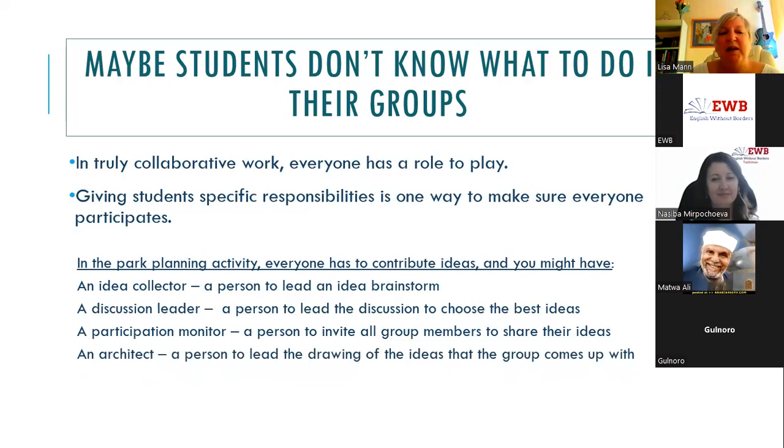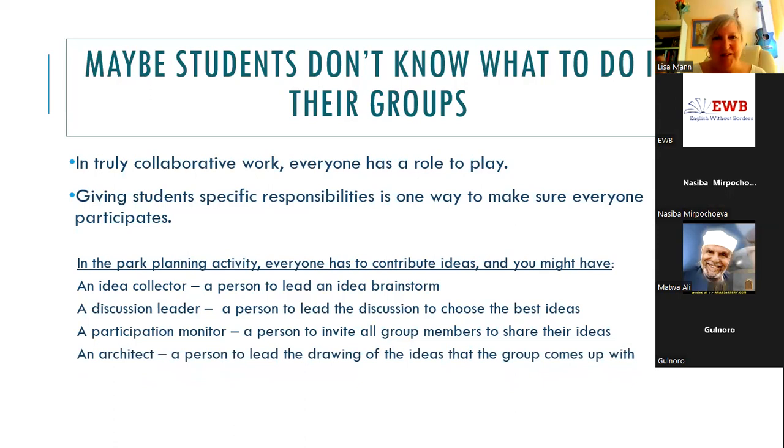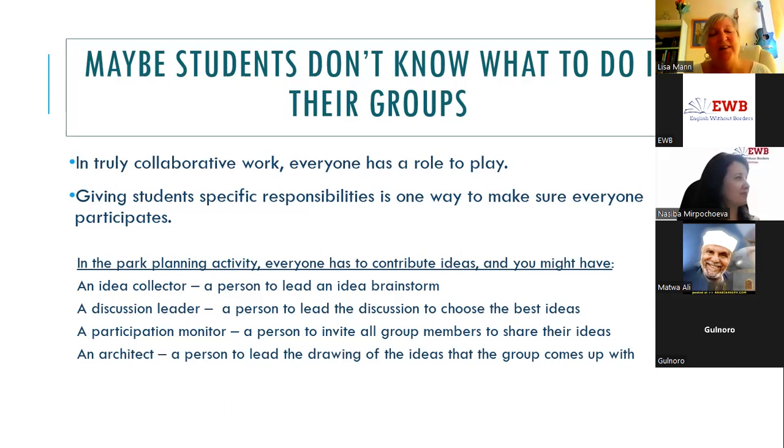And in the park planning activity, you might also have someone who's the architect, a person to lead the drawing aspect of it. Because the activity is that they design a park and also draw it on a poster or something. So that design part also needs someone to lead it. Although everyone can color and everyone can draw in the design, someone has to help lead that section. So if the students are staying in their groups and some of them aren't participating, give them a job to do. Give them something to do.